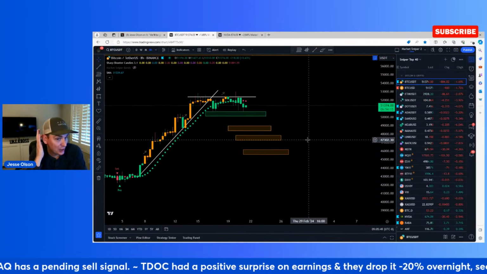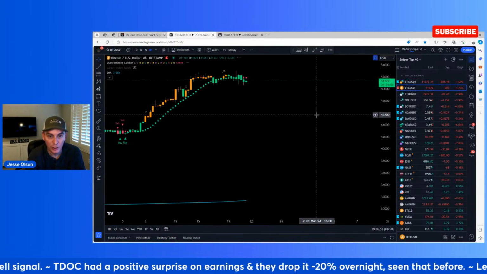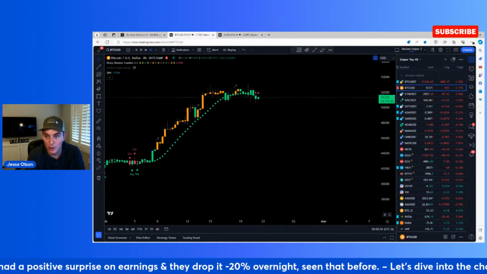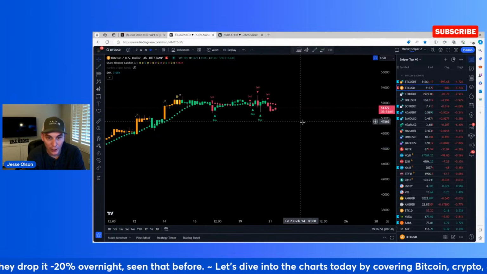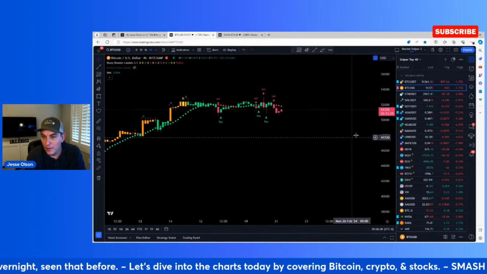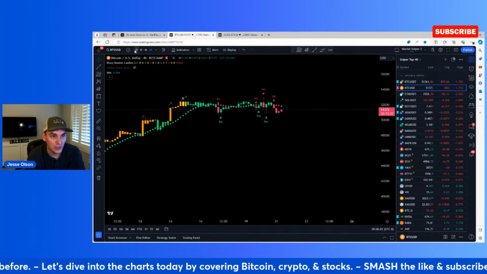Still no sell signal on the 8-hour chart on this exchange. If we look at the other exchange, nope, still no sell signal. But on the 4-hour chart, there was a sell signal that was earlier, right? So that's Bitcoin. Ethereum, let's jump back over to the daily chart.